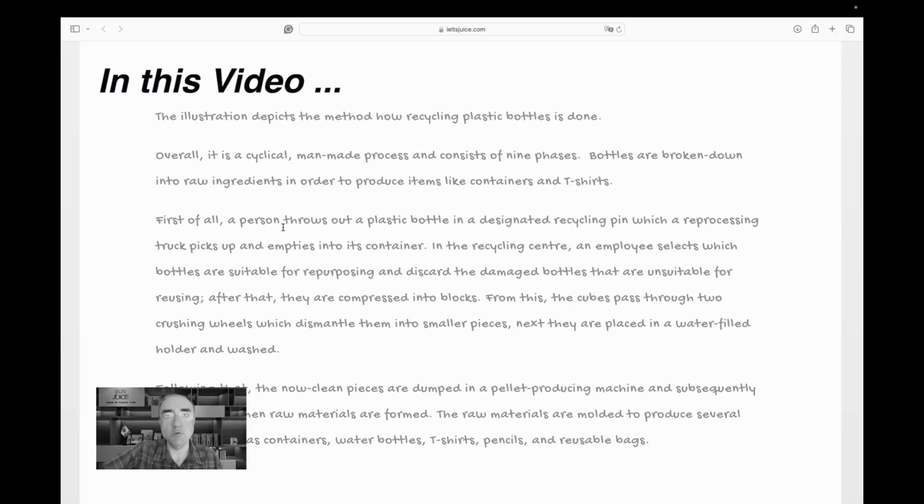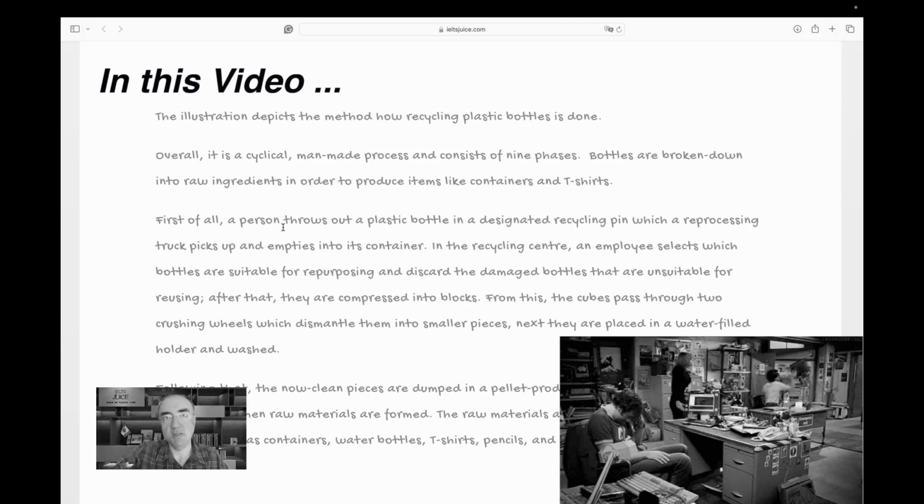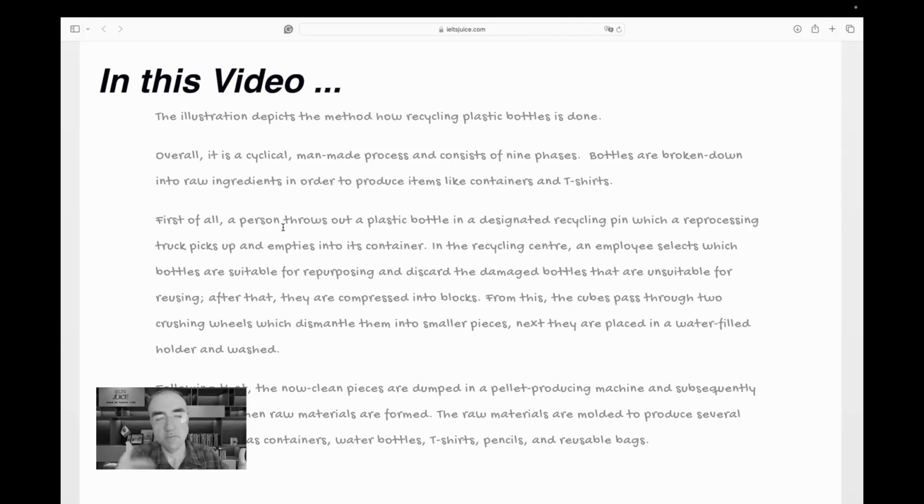Or you throw it out, and this is this action. You just basically throw it out. You don't care where it lands.